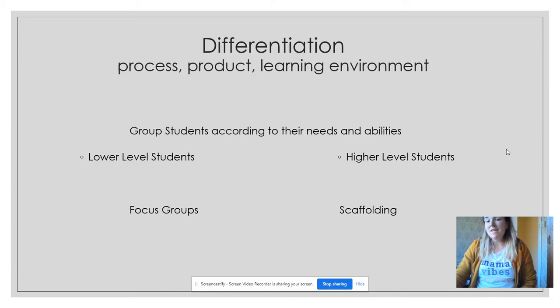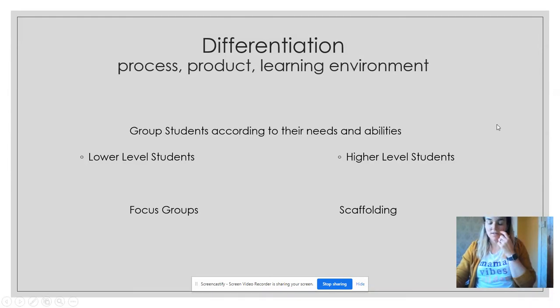So this activity is easily differentiated also. As teachers, we can group students in accordance to their levels. So we have our lower level students and our higher level students, which also allows us to then scaffold them to their needs. So it can easily be increased or decreased in difficulty in so many different ways.